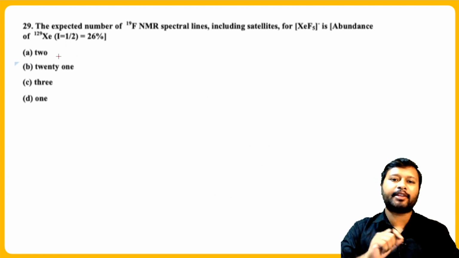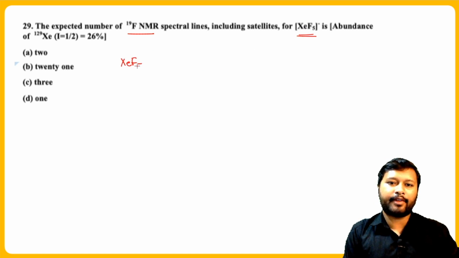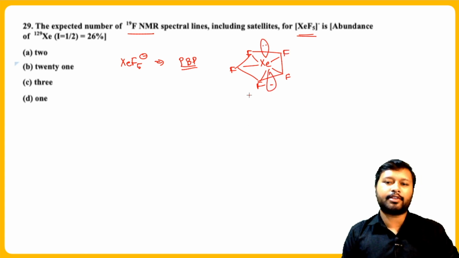It says that the expected number of 19F NMR spectral lines, including the satellites, for XeF5 minus is. So first of all, you should know the structure of XeF5 minus. It is going to have a pentagonal bipyramidal shape. We will have 5 fluorines attached on the same plane, and then 2 lone pairs above and below the plane. So that's how the structure is going to be.